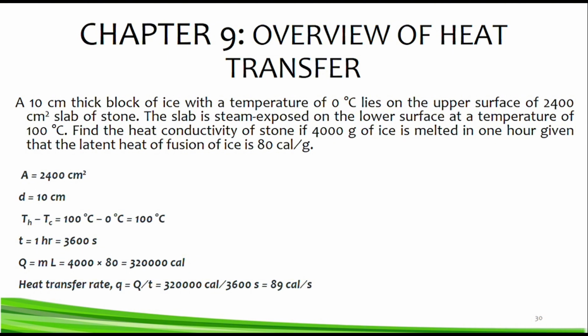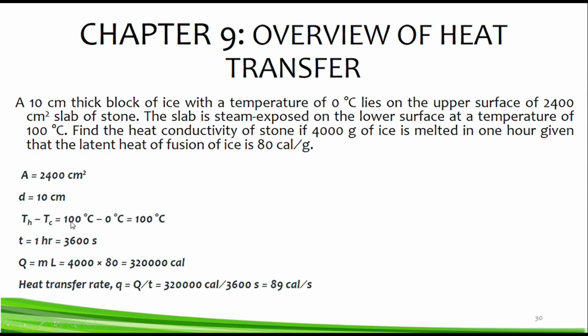So let's solve example number 1 of heat transfer. A 10 centimeter thick block of ice with a temperature of 0 degrees Celsius lies on the upper surface of a 2,400 square centimeter slab of stone. The slab is steam exposed on the lower surface at a temperature of 100 degrees Celsius. Find the heat conductivity of stone if 4,000 grams of ice is melted in 1 hour, given that the latent heat of fusion of ice is 80 calories per gram.